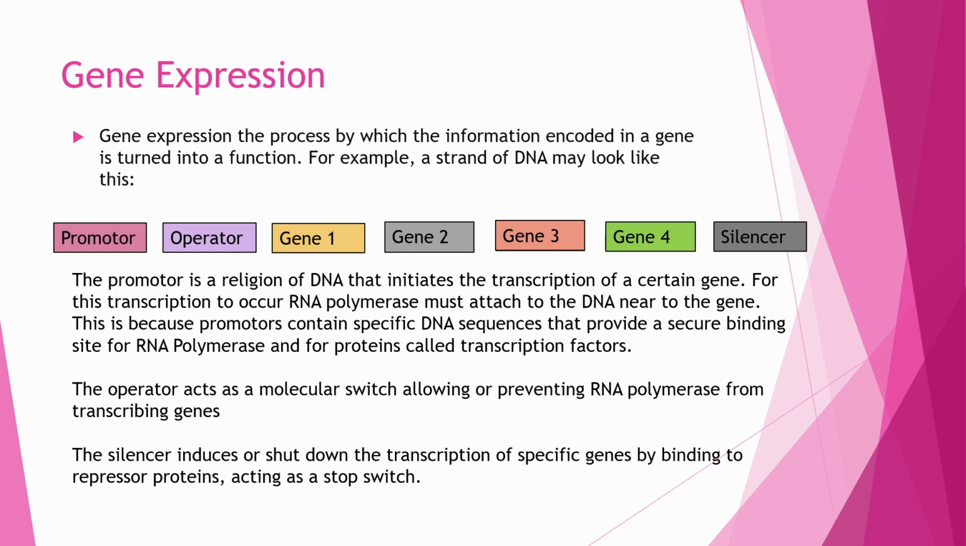This is because promoters contain a specific DNA sequence that provides a secure binding site for RNA polymerase and for proteins called transcription factors. The operator acts as a molecular switch, allowing or preventing RNA polymerase from transcribing genes, and the silencer induces or shuts down the transcription of specific genes by binding to repressor proteins, acting as a stop switch.